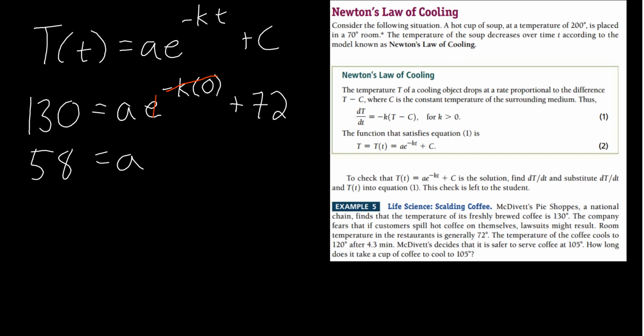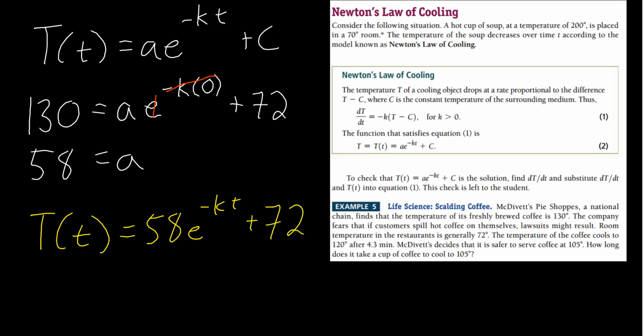So what do we do with the A? Well, now let's rewrite this equation. So we're going to rewrite this equation as T of t is equal to 58, since 58 is now A, times e to the negative kt plus C, which is 72.